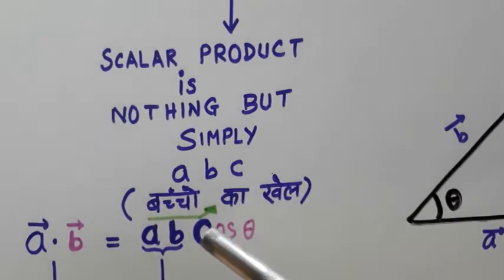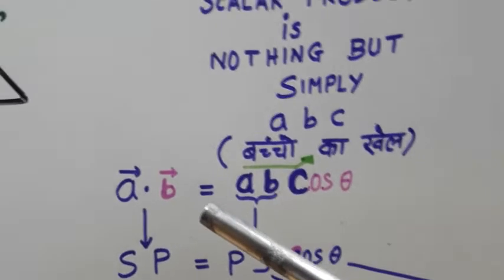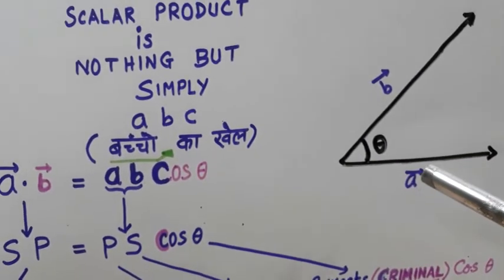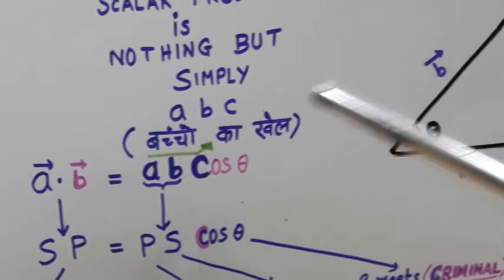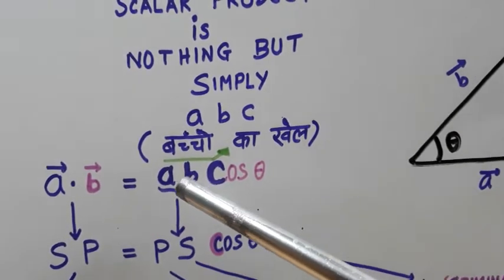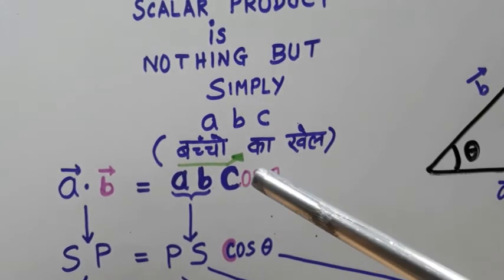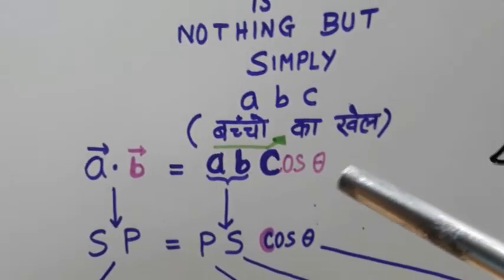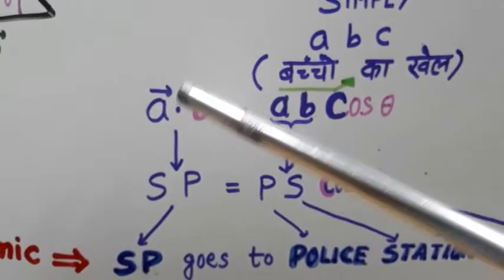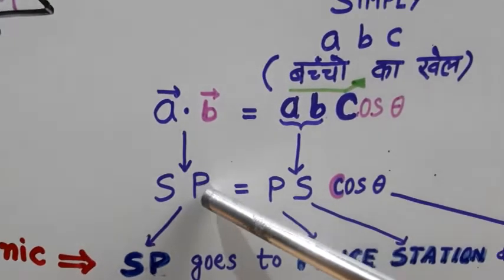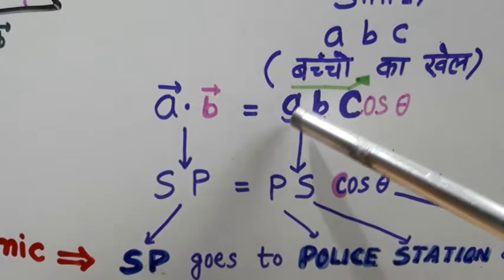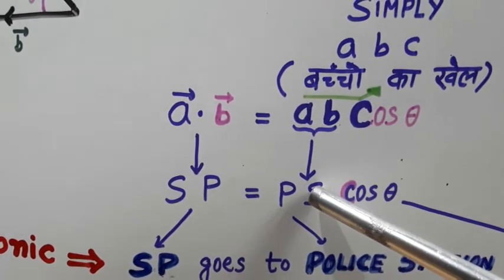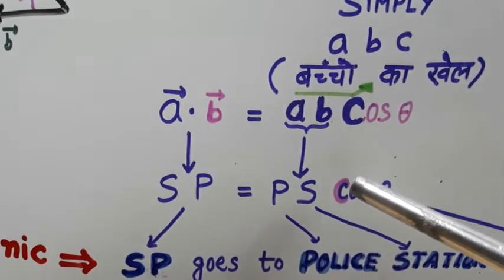बच्चों का खेल. Look here, A dot B. This is vector A, this is vector B. A dot B is equal to ABC. C stands for cos theta. अब देखिए इस पे मैंने एक निमोनिक बनाया हुआ है, स्केलर प्रोडक्ट SP. A and B are product of the scalar. AB is product of the scalars and C is cos theta.